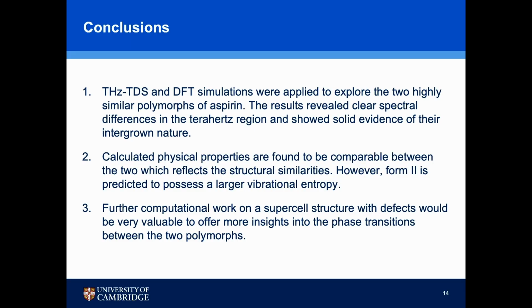And here I have shown all the results we got from the aspirin project, where we used terahertz time-domain spectroscopy and density functional simulations to study the two highly similar polymorphs of aspirin. But we also show that even though their structures are very similar, they actually show clear spectral differences in the terahertz region. And we also proved the intergrowths of their nature. And also, by comparing the calculated physical properties of the two polymorphs, we can prove the structural similarities, but also form 2 is predicted to have a larger vibrational entropy than form 1.